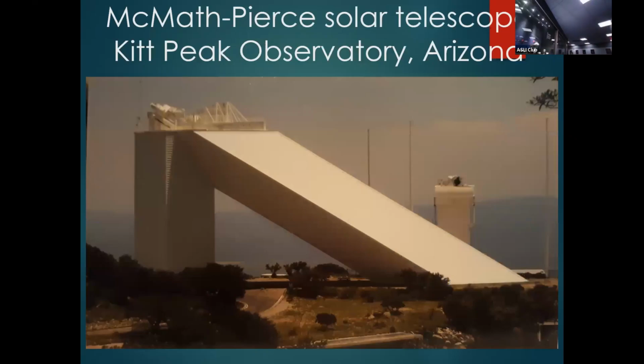McMath-Pierce Solar Observatory, at Kitt Peak Observatory in Arizona. I went to visit there, and the mirrors up here collect the light from the sun and reflect it all the way down to the underground here. The inside is the light beam here. This is about 150 feet high, if I remember correctly. So that's how they are doing it.